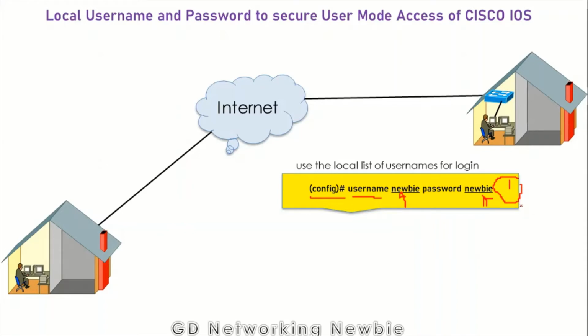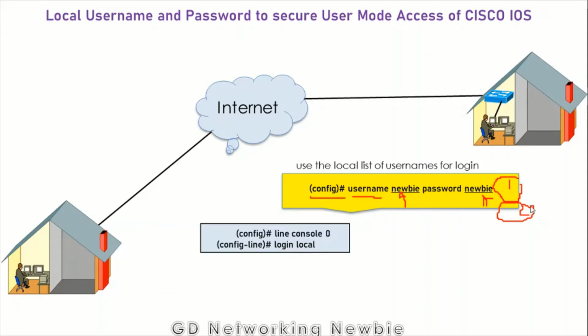In the same way, you can use the same command to create a second user and a third user and his or her passwords. This way you create a local list of usernames. Once you have created these names, you need to set this on the console port, or you want to set this for the SSH or the Telnet connection. In other words, if you want to set this for the virtual terminal of the switch or router.